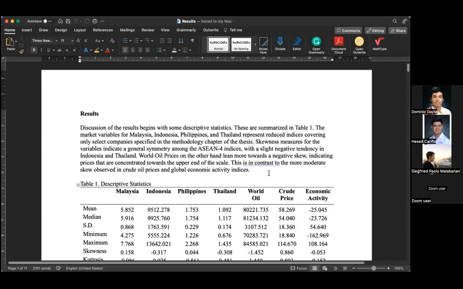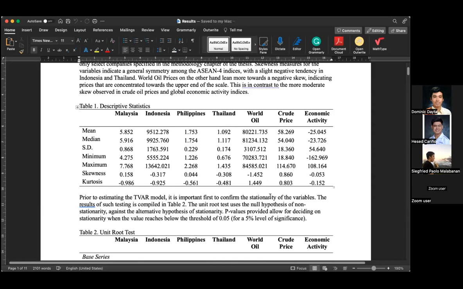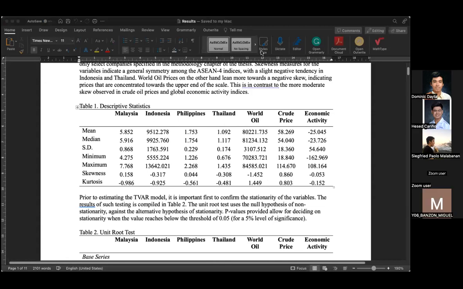we can address them. So basically, the way threshold VAR works is that, well, what we want to happen is to model the impact. VAR models in general provide us with a model where the independent variables vary. So for example, in one model you have Malaysia as the dependent variable, and then it's receiving an impact from Indonesia, Philippines, Thailand, world oil, crude price, and economic activity. And then in another one, it's Indonesia, and so on. So for all of them, we examine what the impact on them is of world oil, crude price, and economic activity. So that's essentially the idea of a VAR model.